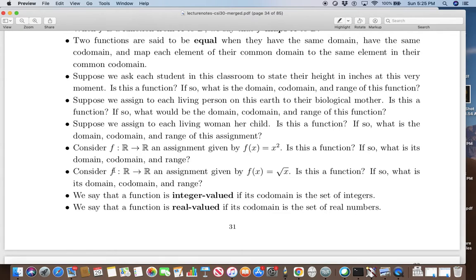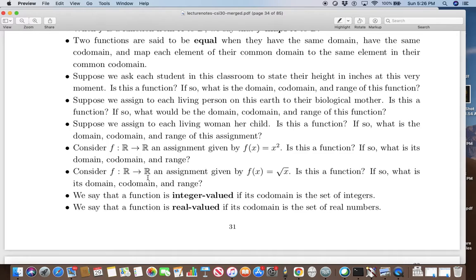What's the domain of this function? Well, every real number can be squared. So domain is the set of real numbers. What's the codomain? Well, codomain is the set of real numbers as listed. What's the range? Well, the square of a real number is either 0 or positive. So the range cannot be negative. So the range of this function is the set of all non-negative real numbers.